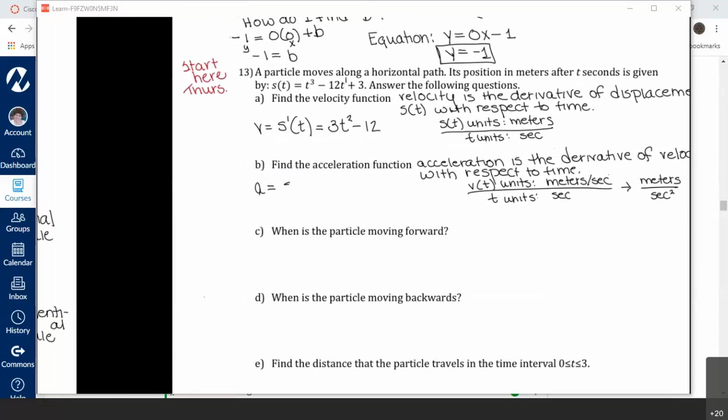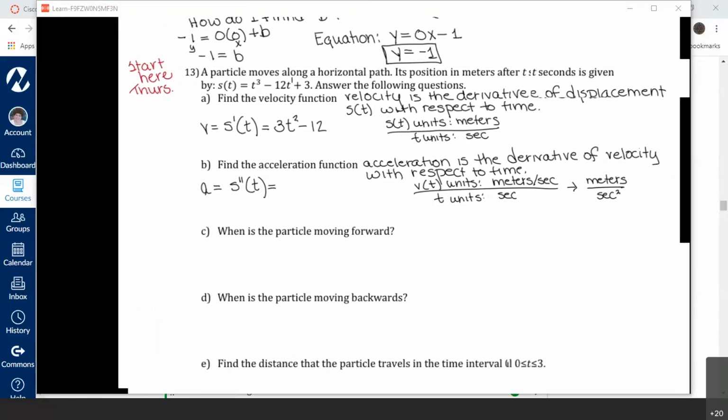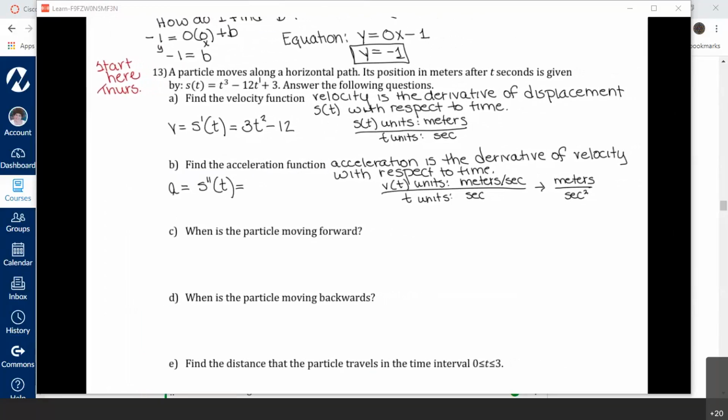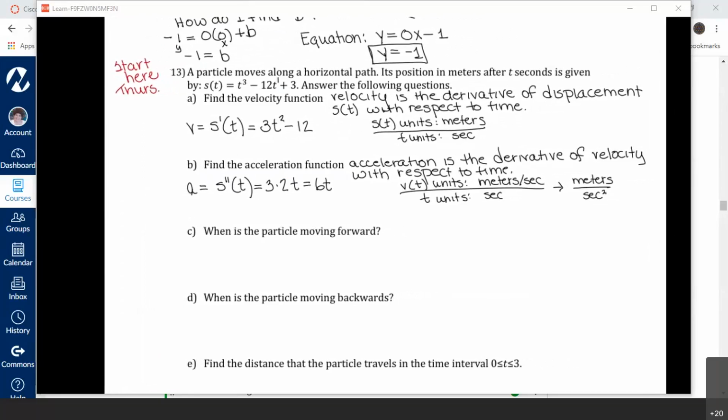Okay, and this is going to be the second derivative of displacement with respect to time. That would be the derivative of velocity. So just differentiate it again. Okay, so pull away the 3, bring down the 2, drop the exponent by 1. Okay, and that just gives me 6t. Okay, so again, here are the actual function values.